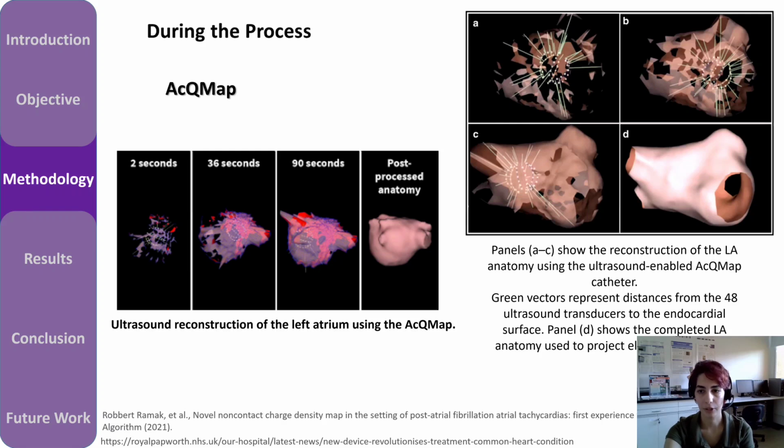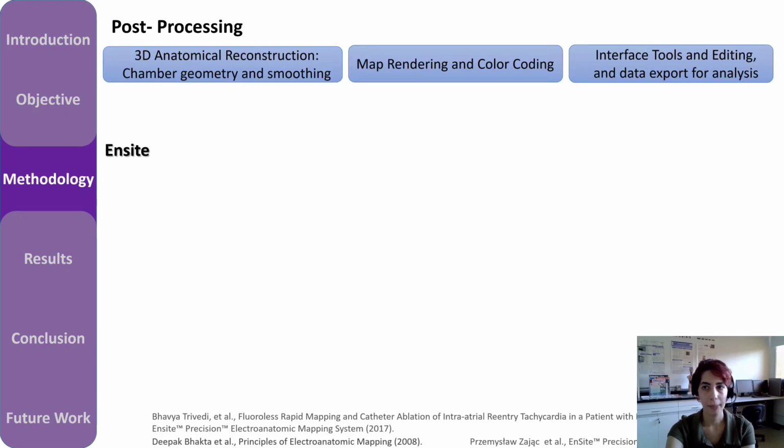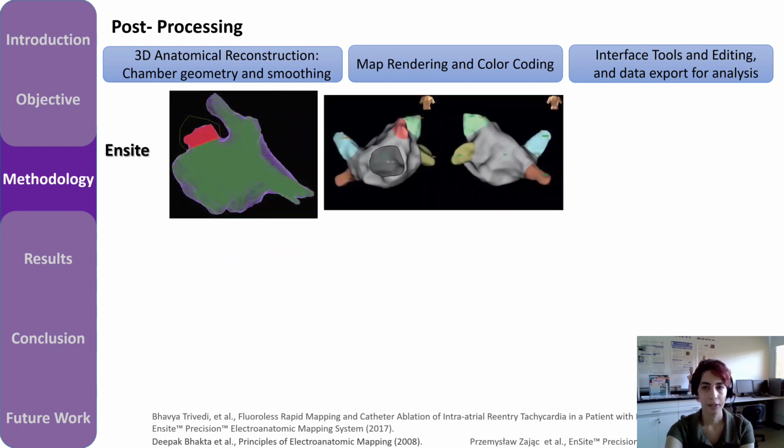And green vectors are representing distances from 48 ultrasound transducers to the endocardial surface. And panel D illustrates the completed left atrium anatomy that we can use to do post-processing. About post-processing, which consists of 3D anatomical reconstruction, map rendering and color coding, interface tools, and editing. For Insight, when we complete the procedure of creating the anatomy using the catheter, after that we are able to edit the anatomy and separate each part, each region of the heart, and put a label for them to make them easier to compare and analyze the data for the physicians.